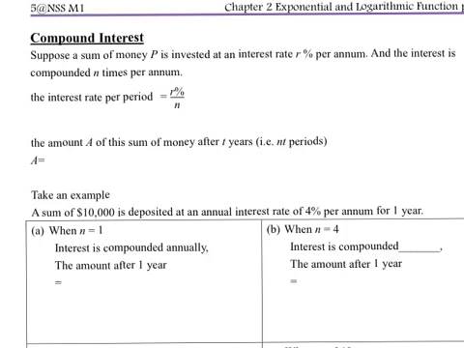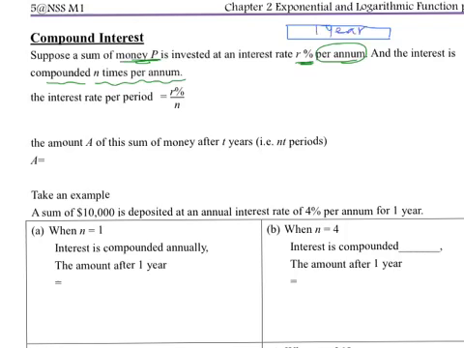Now we invest money P in the bank, and the interest rate is R% every year. And then the interest is compound interest, n times per annum. Okay. So that means the bank promised you in 1 year, it gives you R% in 1 year.